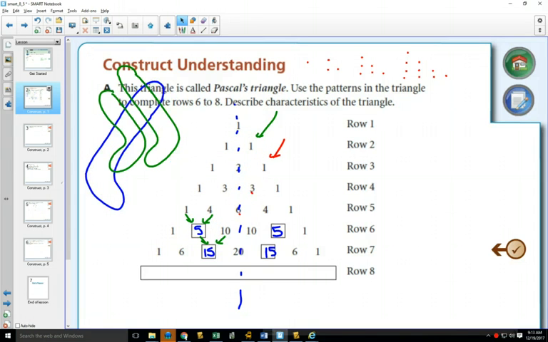Okay, write the next row. And if you got the next row already, write the 9th row as well.